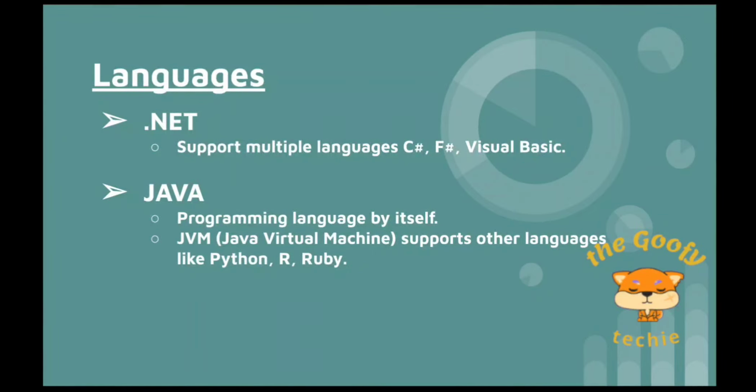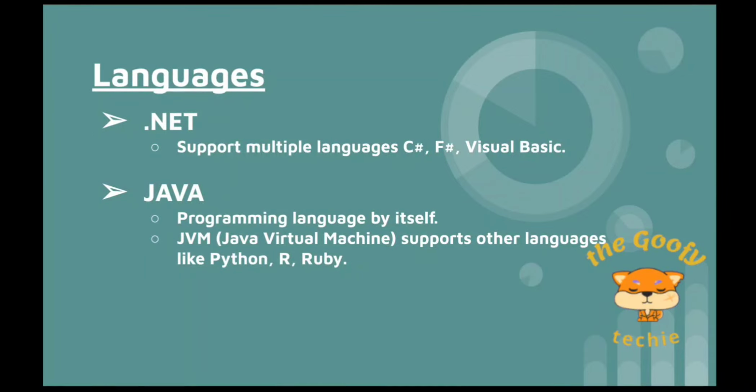So the second base is languages. With .NET, you can utilize multiple languages. .NET applications can be written in C Sharp, F Sharp, or Visual Basic. Java is a programming language by itself. However, the JVM, Java Virtual Machine, does support other languages such as Python, R, Rex, and Ruby.